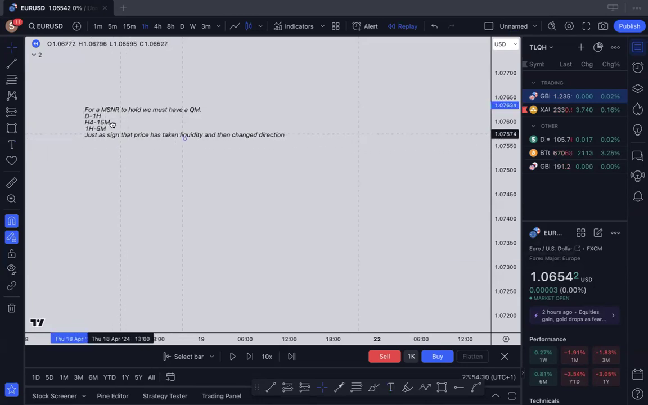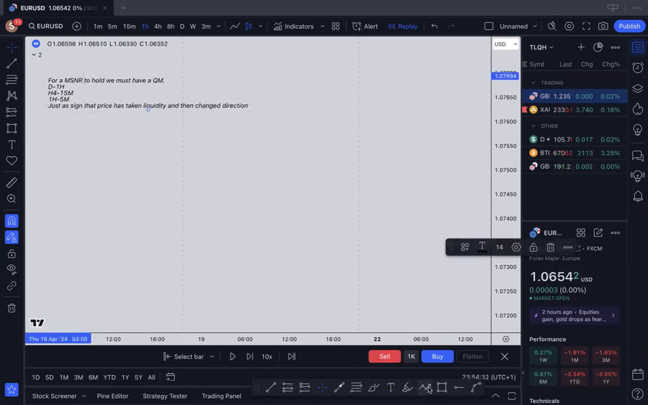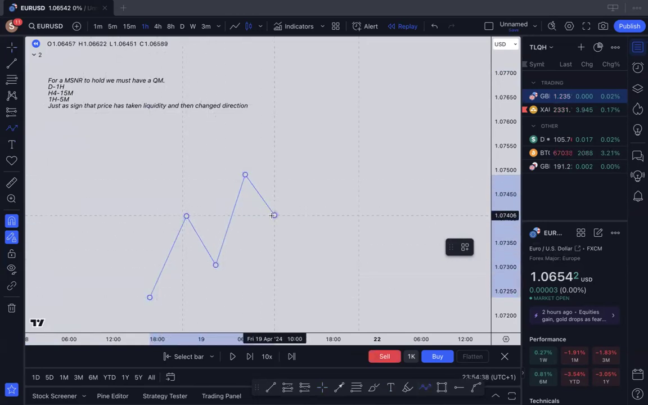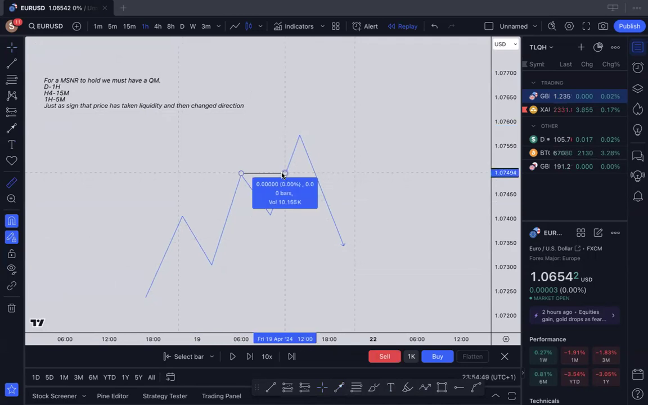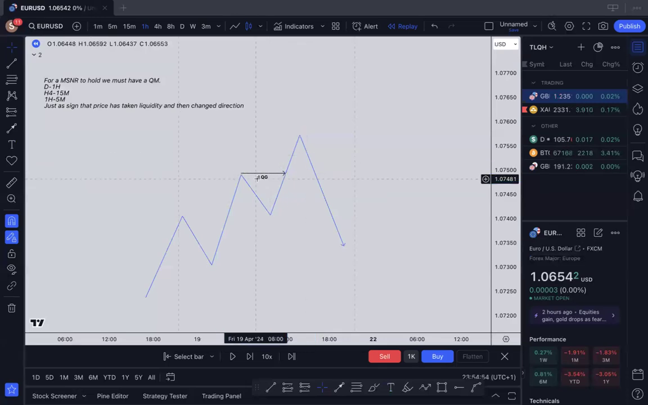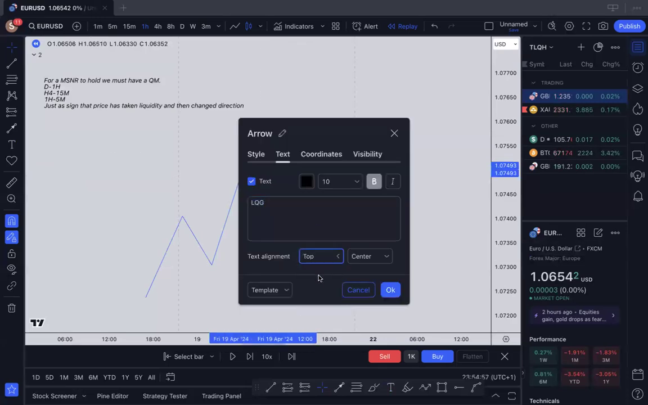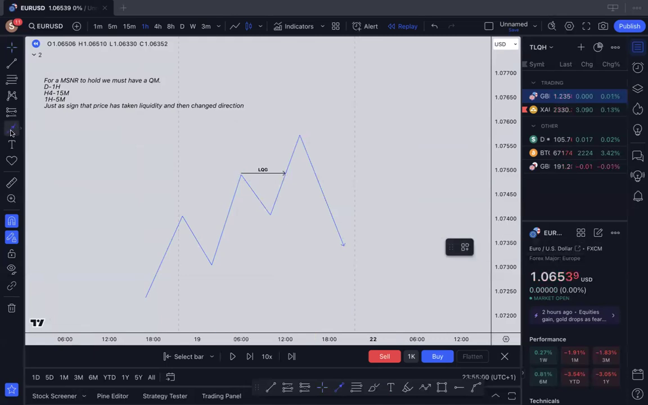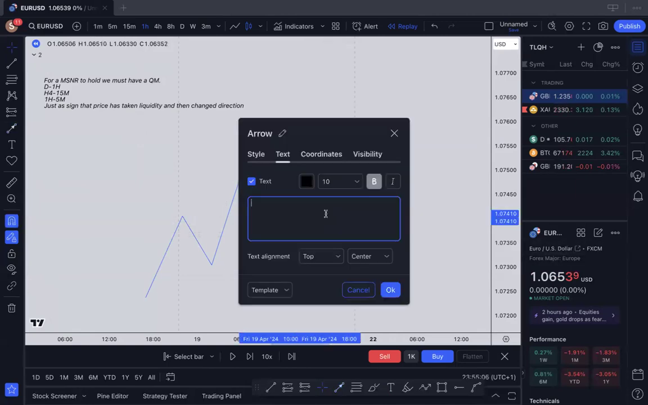So what does a QM look like? It's a very, very simple pattern. Price will be coming up, making higher highs, higher lows. Then all of a sudden we'll get something like this. This here is what we call an LQG. What does LQG stand for? Just liquidity grab. And finally we get this. This is what we call the QM.